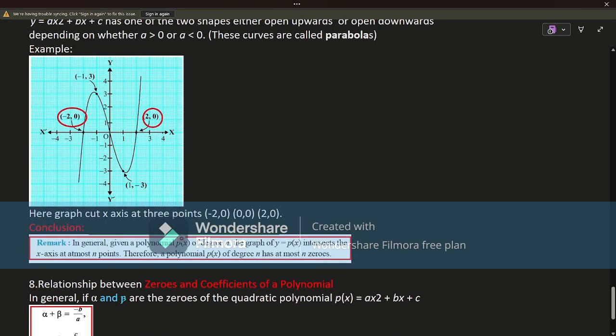See here the observation. This graph cuts the x-axis at minus 2, 0, and 0, 0, and 2, 0. So what is the common observation here? The y coordinate is always 0. We already discussed that if the y coordinate is 0, these points lie on the x-axis.